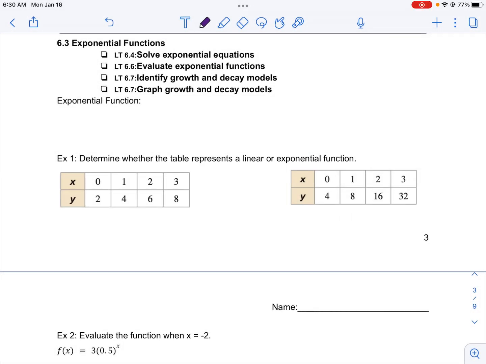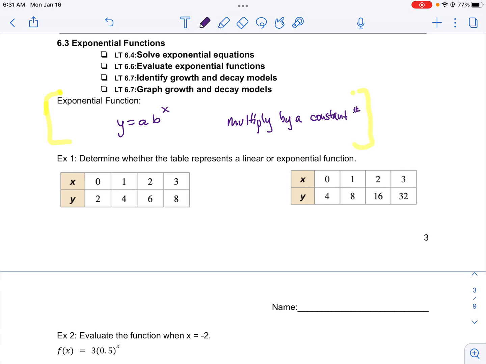We're going to be looking at exponential functions. An exponential function is in the format of y equals ab to the power of x, in which you're multiplying by a constant number. I would make sure to put this on your frame.